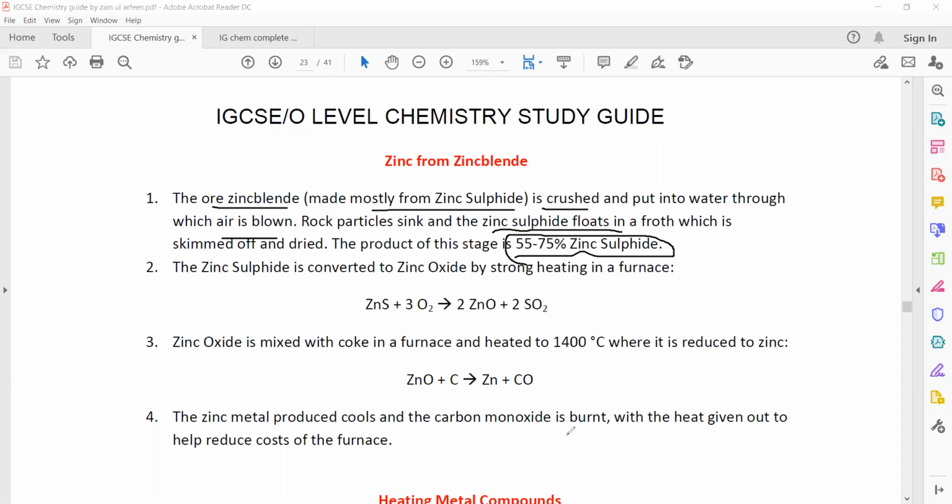I mentioned that these are ores, substances that are mainly minerals or rocks. So you first take out the zinc sulfide from it. Then zinc sulfide is converted into zinc oxide by heating in a furnace, as I mentioned. So zinc sulfide reacts with oxygen, giving zinc oxide and sulfur dioxide. Then zinc oxide is mixed with coke, and it is heated to a high temperature.